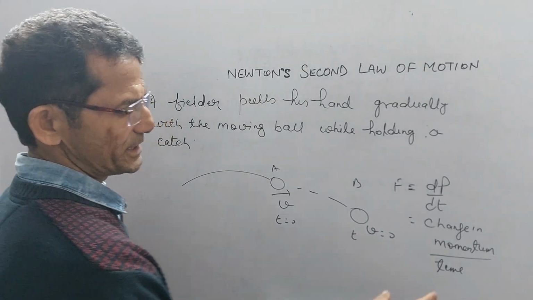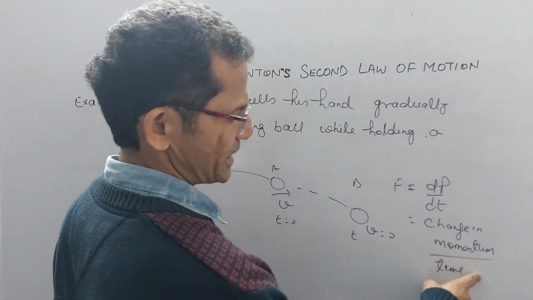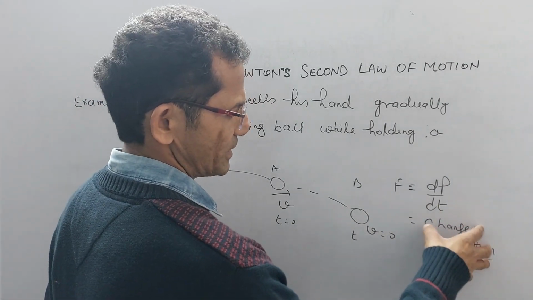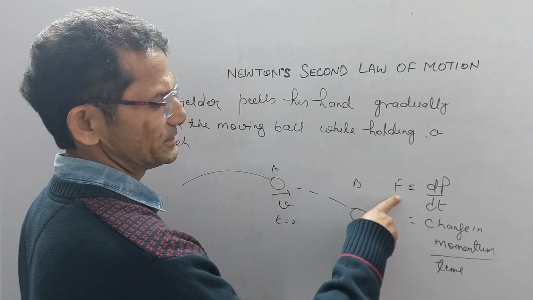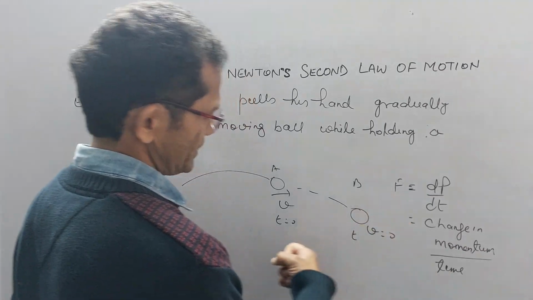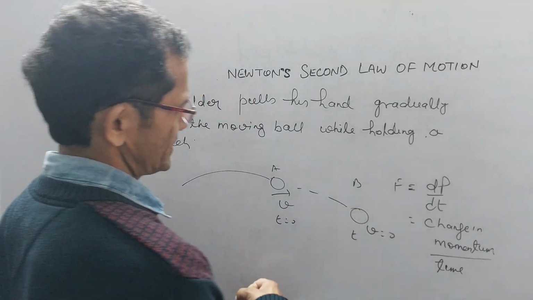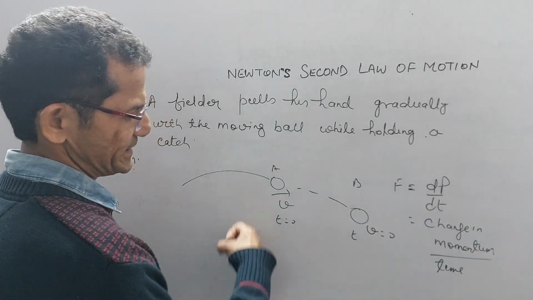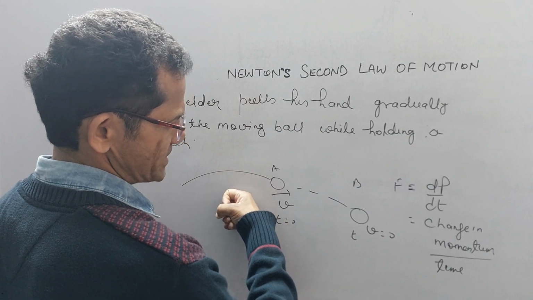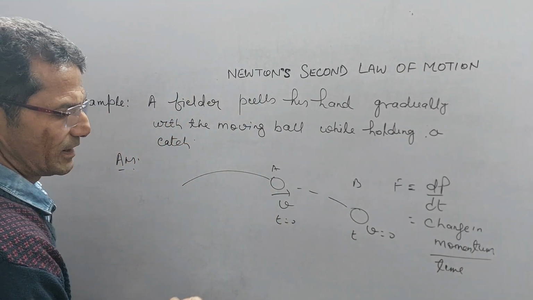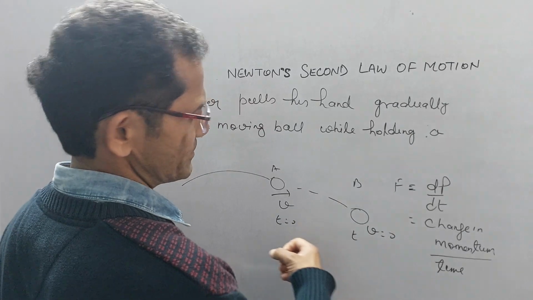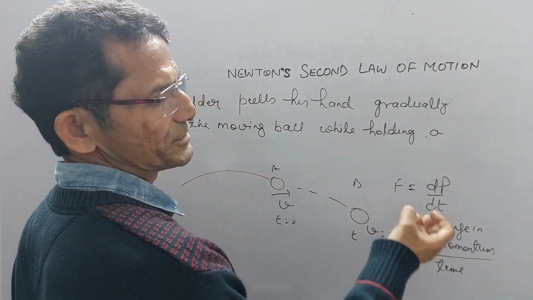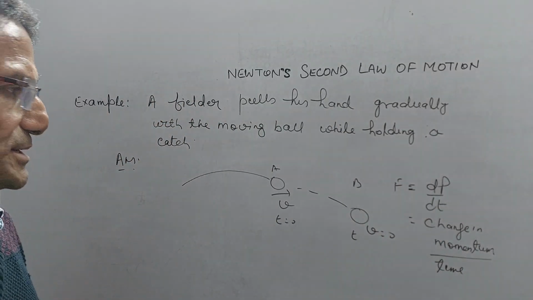Whenever you increase the time, which is in the denominator, the whole quantity becomes very small. This whole quantity is also equal to the force F. That's why whenever the fielder catches the ball, he increases the time of catching, the time of holding, finally stopping the ball in his hand. That's why he stretches his hand backward while catching the ball, due to which the time increases. And when the time increases, the force acting on his hand will be very small.